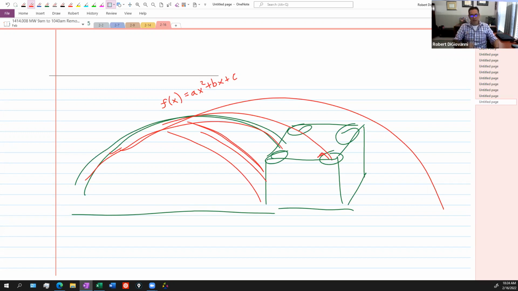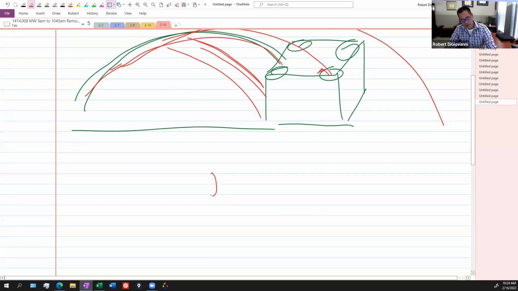Okay, any other ideas where a parabola can be used? Something not so morbid as war. How about a flashlight? Your headlights on your car. All right, so think about a flashlight.